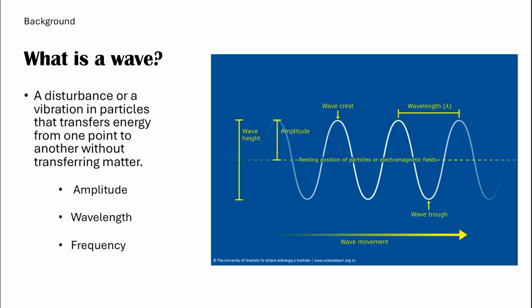As shown in the diagram, the wave has crests and troughs. The wave moves energy forward, but the particles themselves just vibrate in place. This is how energy travels in waves in different forms like sound, light, or water.